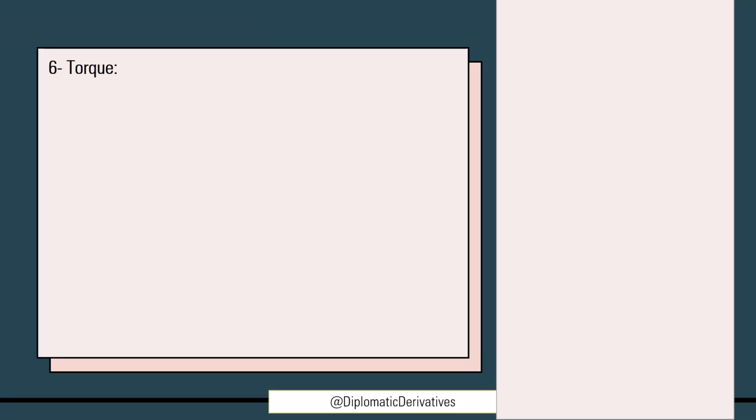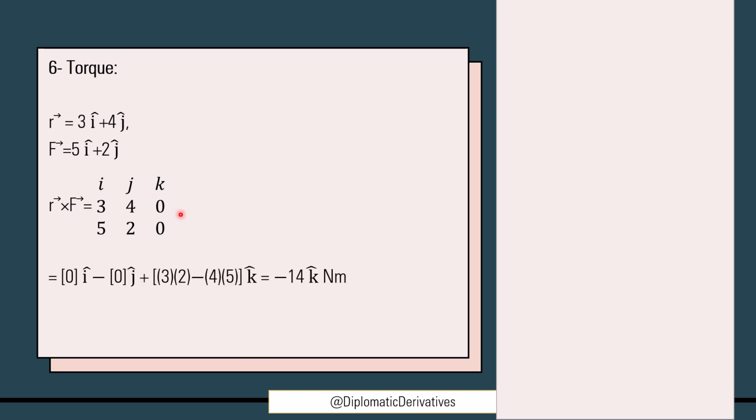Then number 6, we have torque. So this is one of the applications, the first application that I told you. You've been given a position vector, which is 3i plus 4j plus 0k, of course, and you have been given a force which is applied, 5i plus 2j plus 0k newtons. Okay, so torque is what? Torque is equal to r cross F. So first we make the determinant and then use the same formula for the cross product, and you will get the answer, which is minus 14k newton meter.